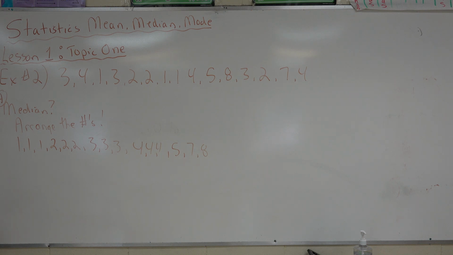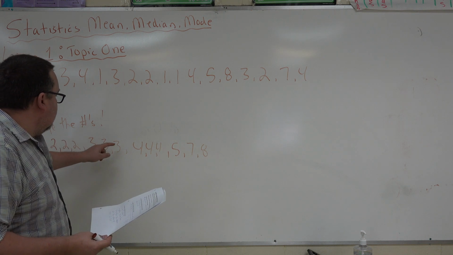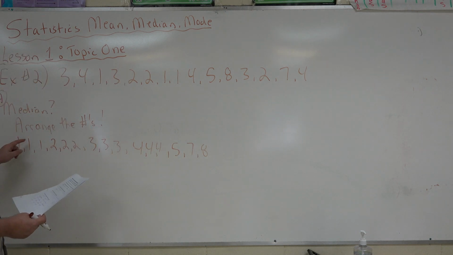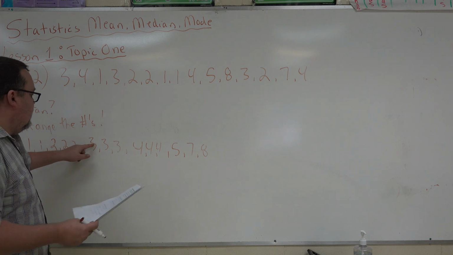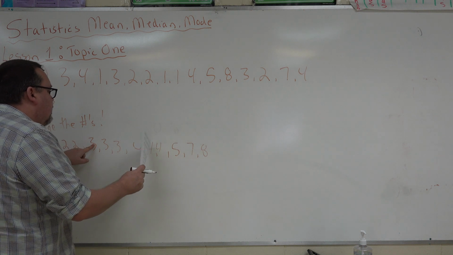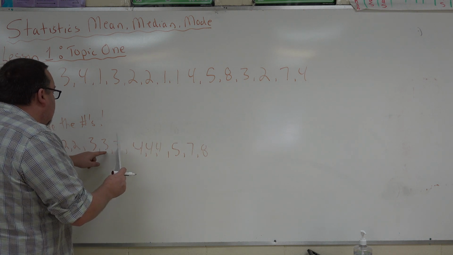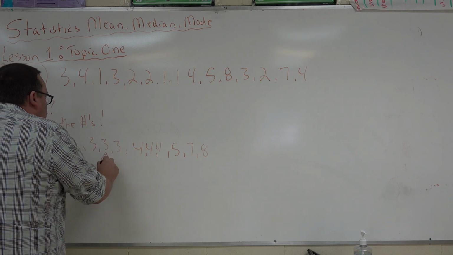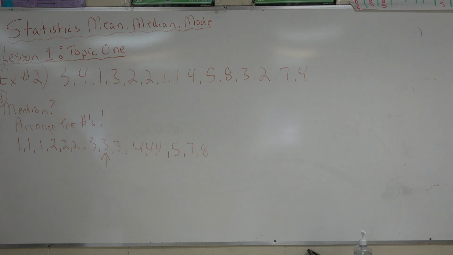What you do now is you look for the middle number. We have 15 pieces of data. So 7 on one side and 7 on the other. Pretty much your middle value right here is going to be right there. Your median is equal to 3.